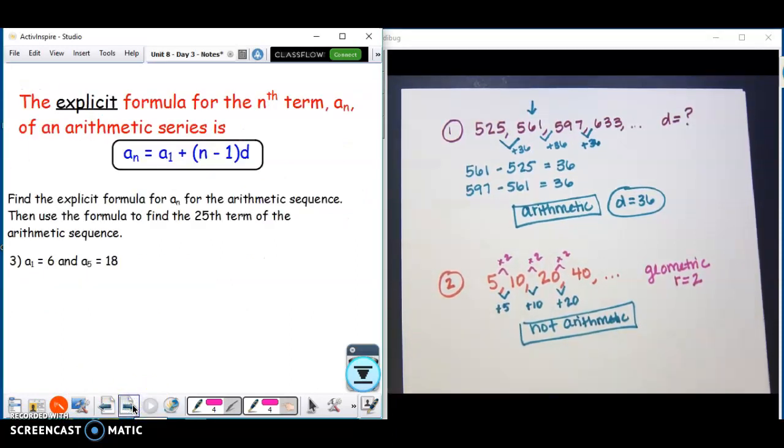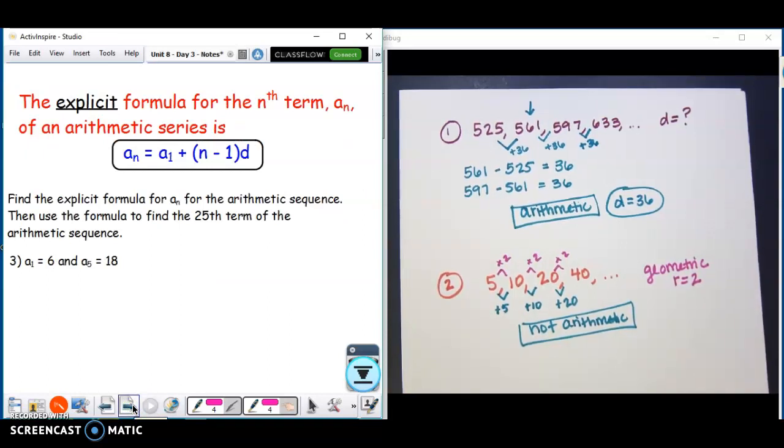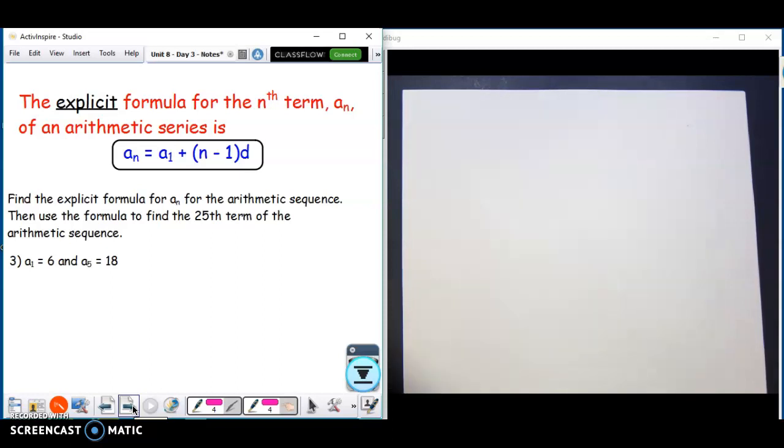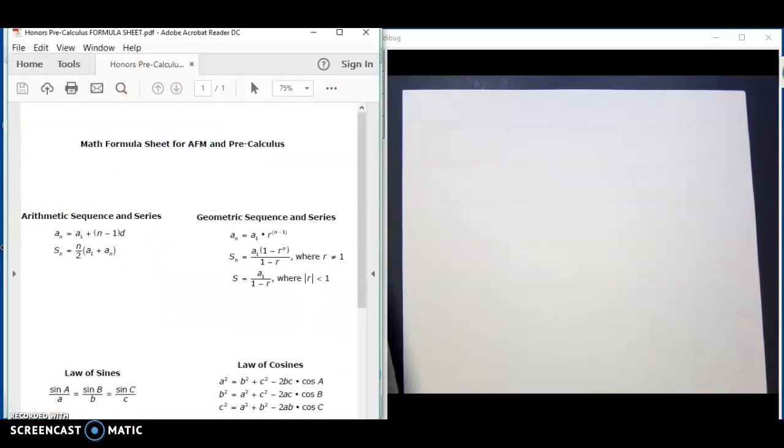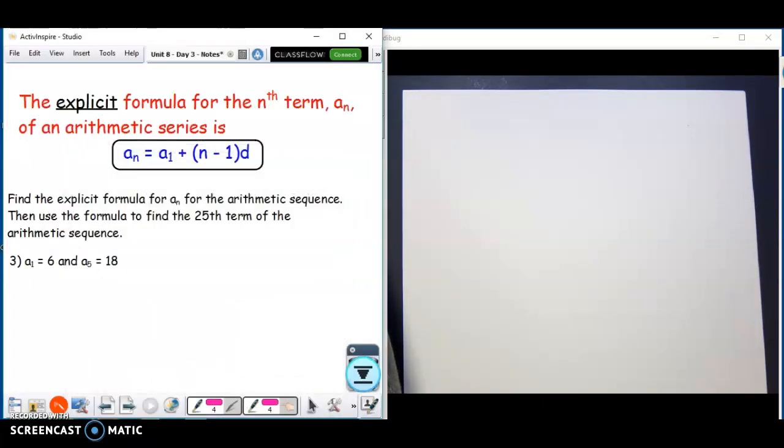Okay, so it says the explicit formula for the nth term a sub n of an arithmetic series, and that is the formula that's on your formula sheet. So let me refer you back to here. So arithmetic, a sub n right here. That's the same formula that we have there. So we're just going to make these things a little bit more complicated than when they happen today, but it's essentially what we've been looking at for the past 2 days.